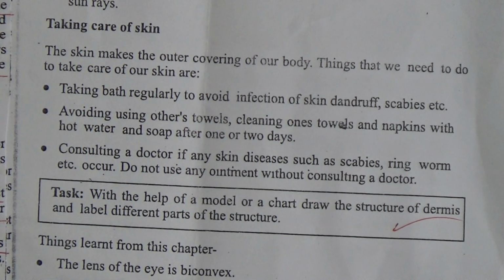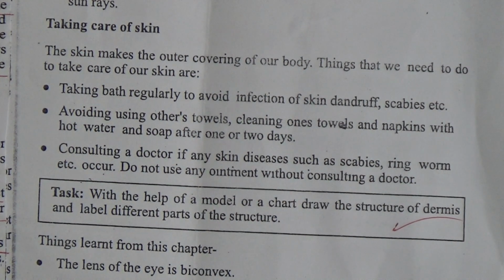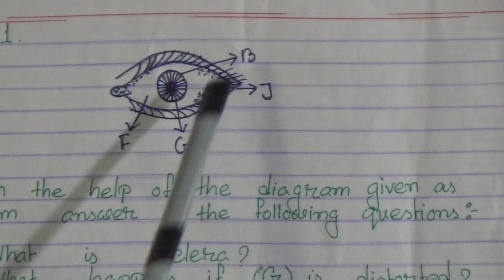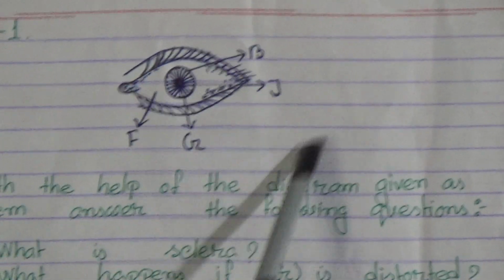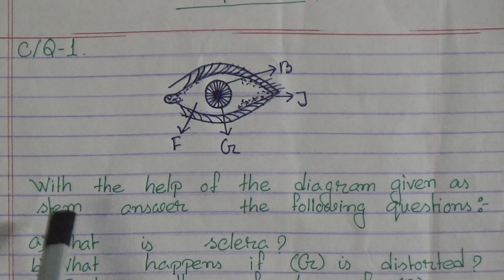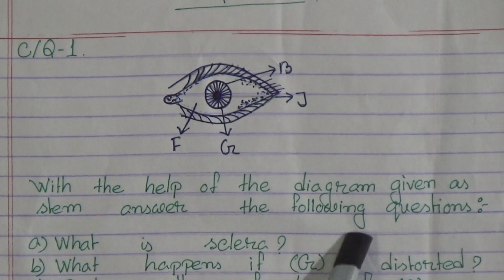Now, my dear student, in this chapter, we also discuss a creative question. This question is from your book. Here is a stem, and this is the picture of an eye, and the pupil, lens, and eyeball of the eye are marked here. Now, there is a question. With the help of the diagram given as a stem, answer the following questions.